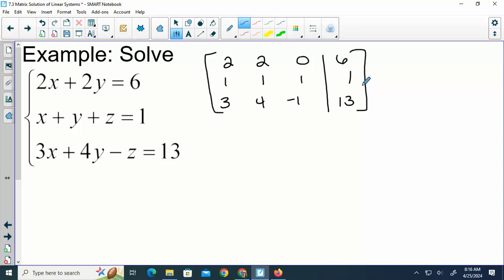And this is why, if you're comparing with the person sitting next to you, your matrices might look totally different. That doesn't mean one of you is wrong. It just means you took a different approach, and at the end, it should match up. So which one do you guys want to do? Just swap them, so row 1 equals row 2.